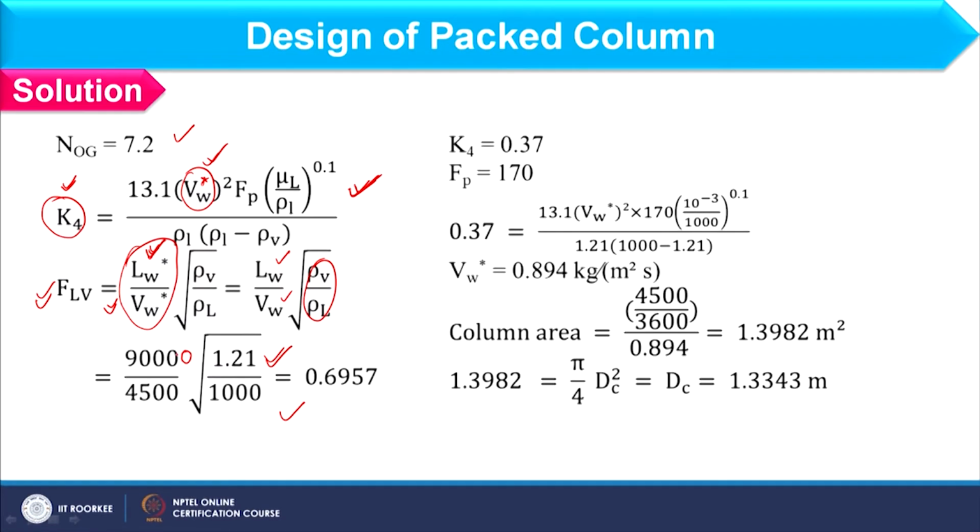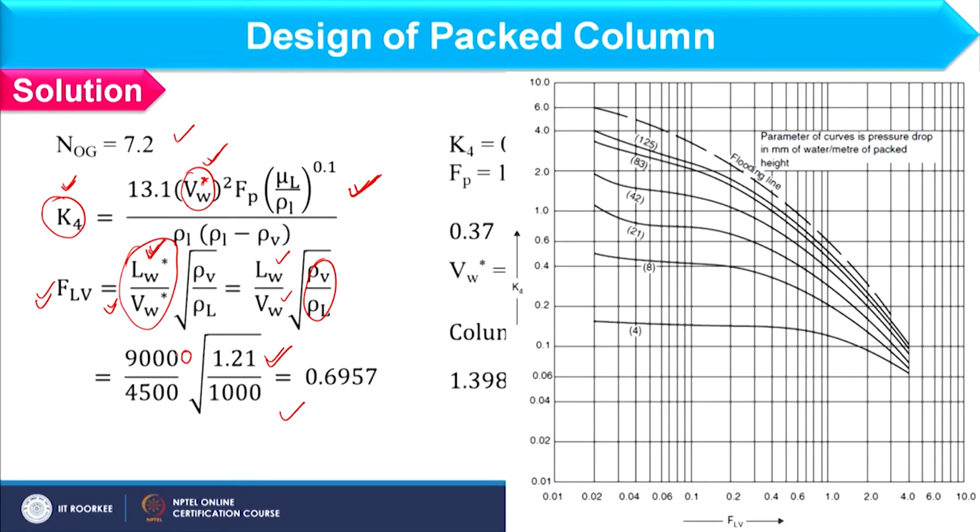Next, once I have the FLV value, I need to find out the K4 value through the graph, and you see this is the graph, okay. In this example the pressure drop is given as 21 mm of water per meter of packed height, right. So, we have to use this curve, and the FLV value is coming around 0.7, right. So, that will be somewhere here, okay.